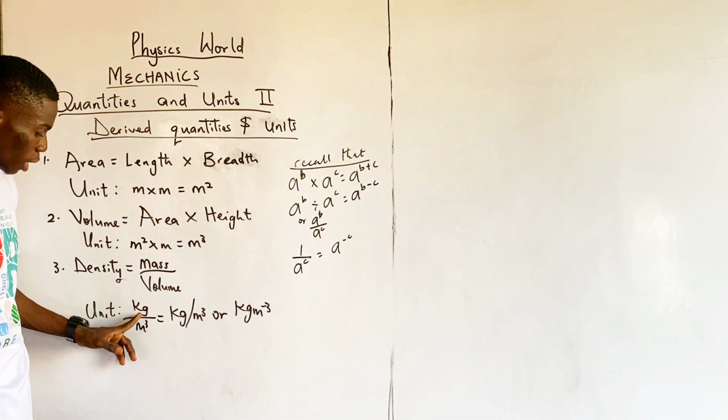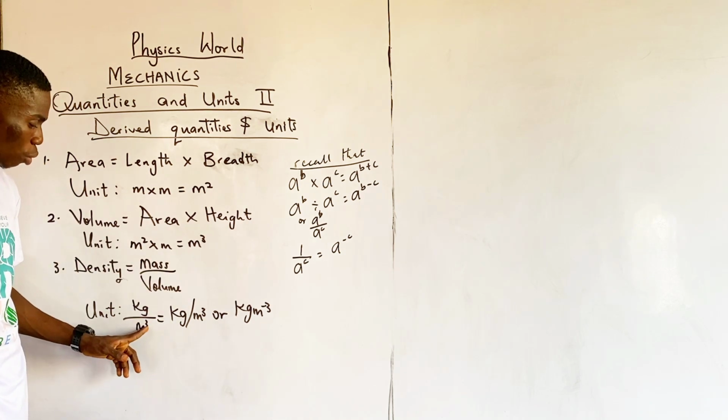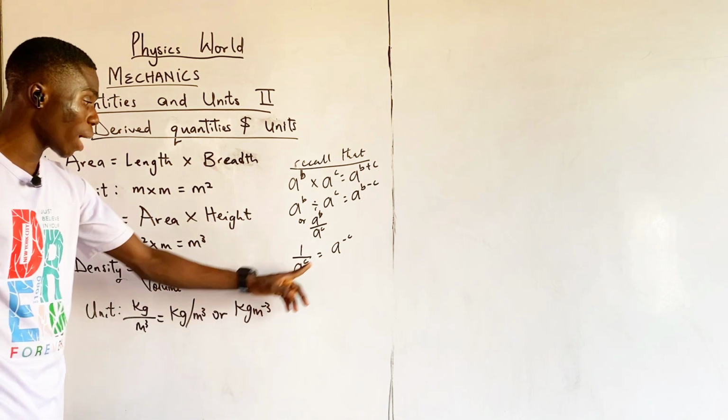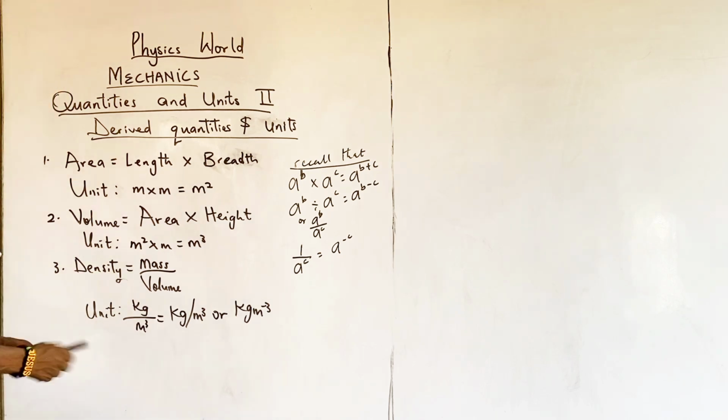So this one is like this one because it is 1 over m cube. As it is coming up, it will carry minus. That is just the logic of that one. Let's move to the next one.